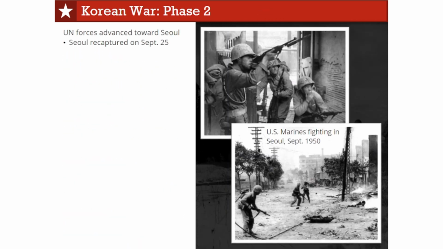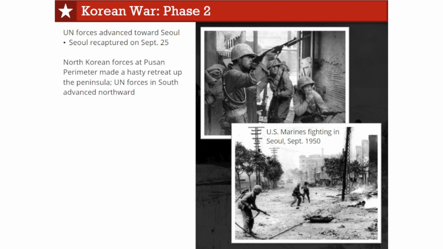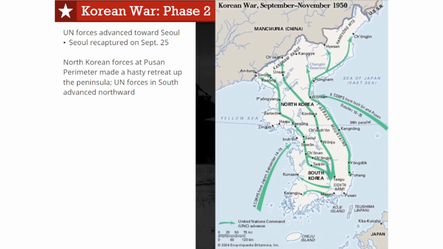After several days of fighting, on September 25th, exactly 3 months after the war began, Seoul was recaptured by UN forces. Once word got out of the surprise landing at Incheon, North Korean forces in the south made a hasty retreat from the Pusan perimeter up the Korean peninsula, and UN forces began advancing northward. As MacArthur predicted, the successful surprise landing on Incheon did transform the course of the war, at least temporarily, as it allowed UN forces to switch from defensive mode to offensive mode.